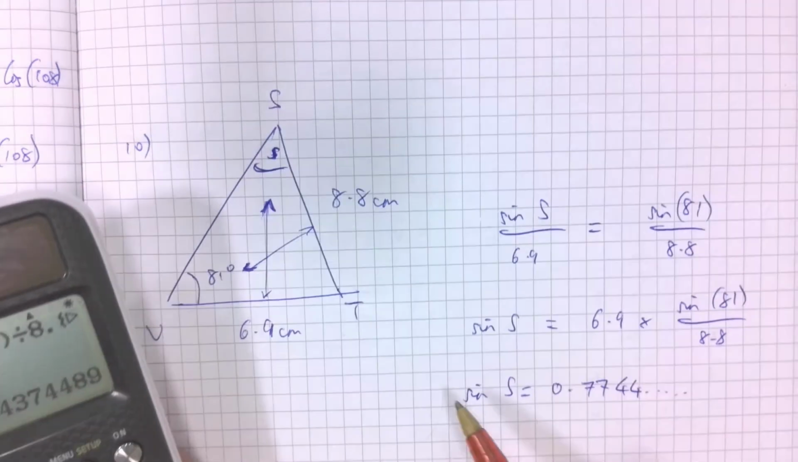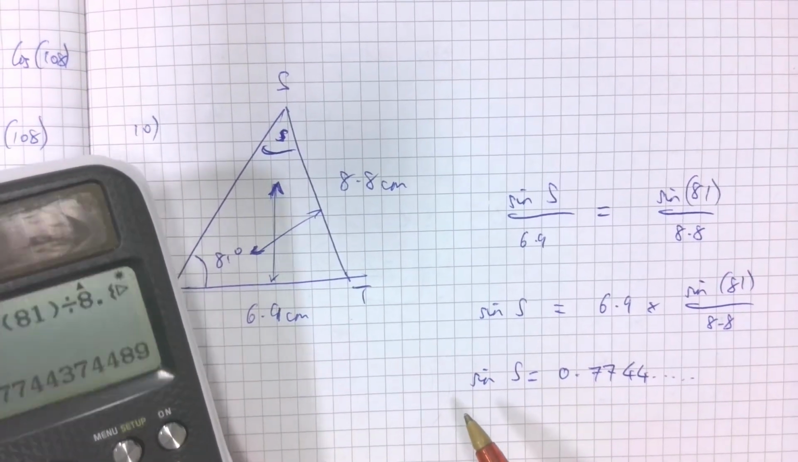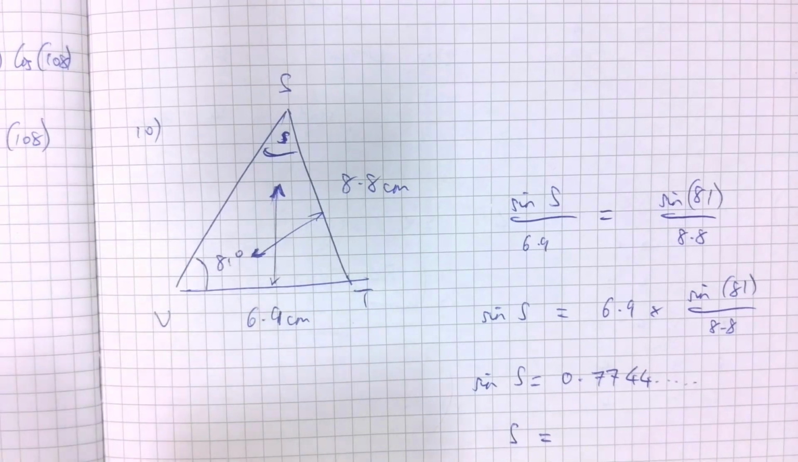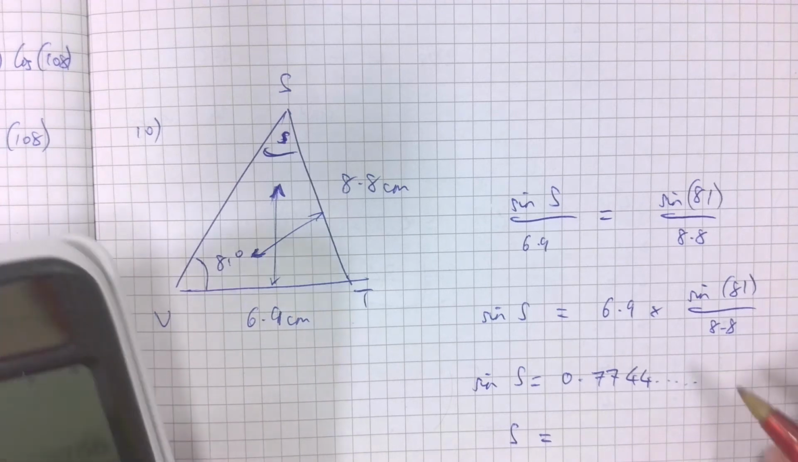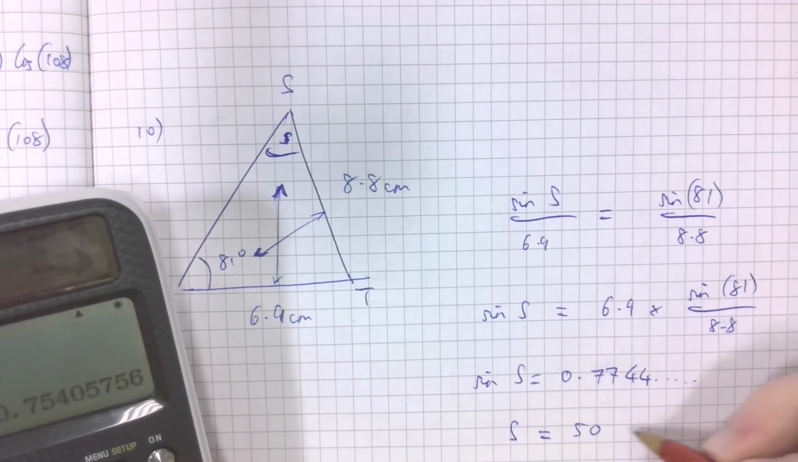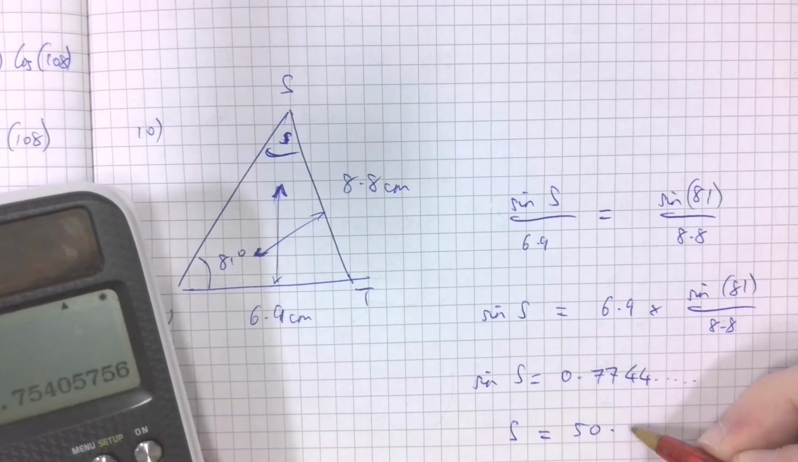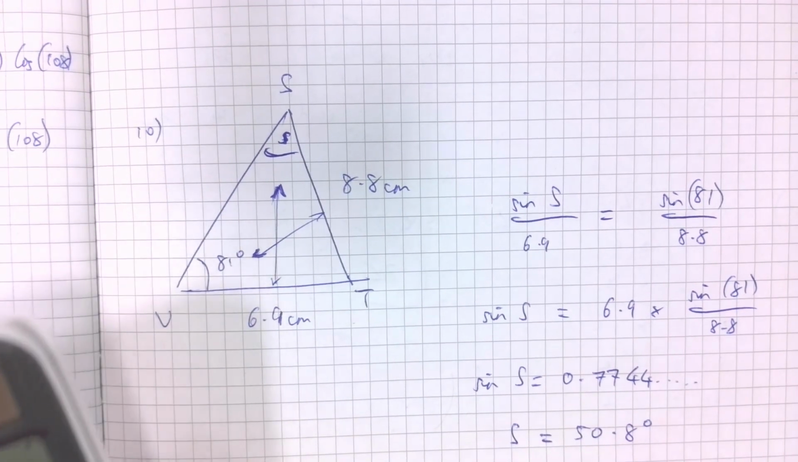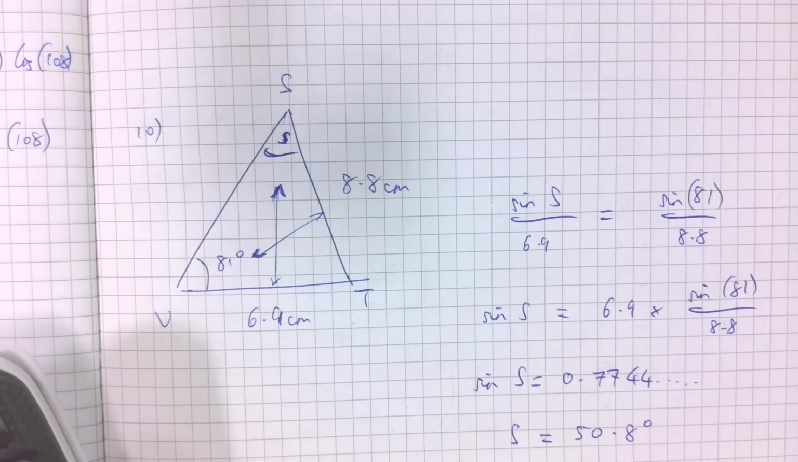We don't want the sine of S, we want angle S, so we're going to inverse sine that, yeah? Inverse sine both sides to get S on its own. So the inverse sine of that is going to be 50.75, which to 3 significant figures rounds to 50.8 degrees for that angle.